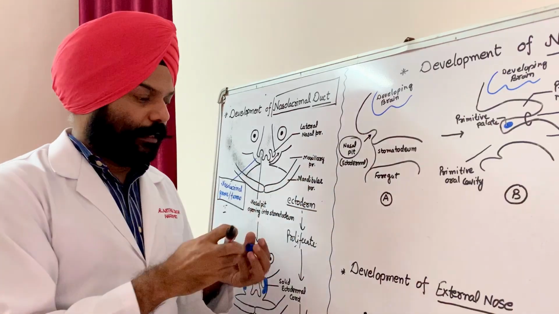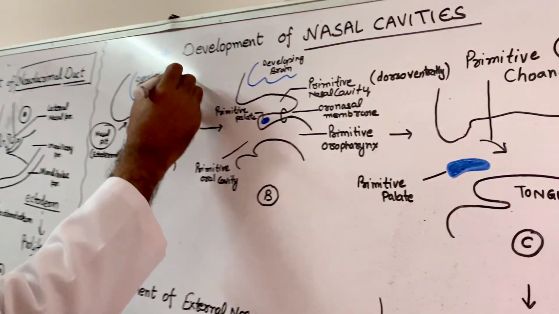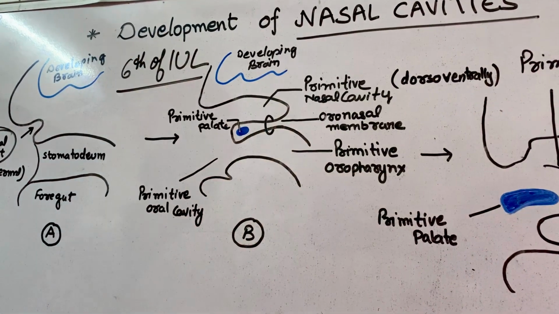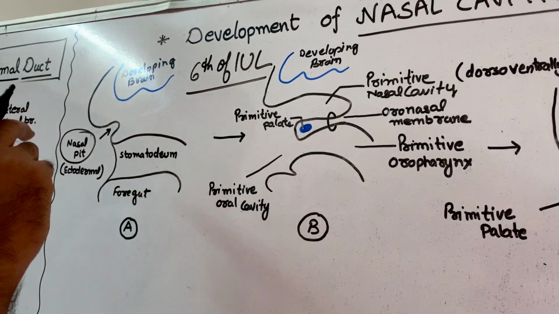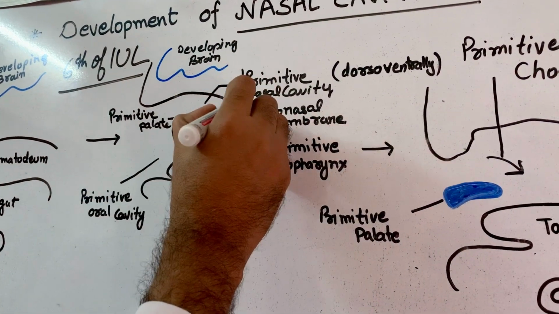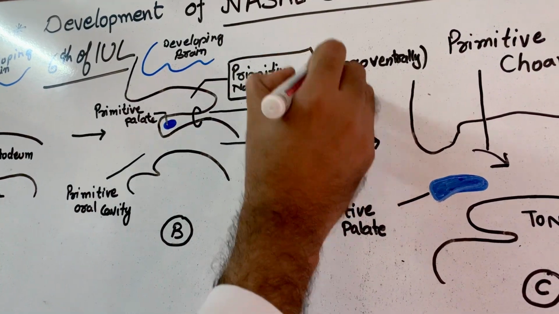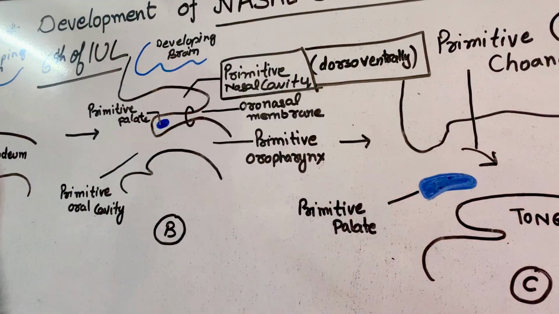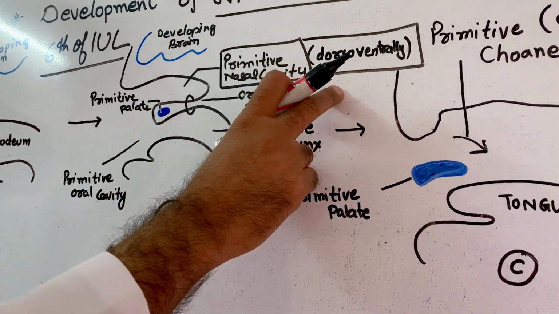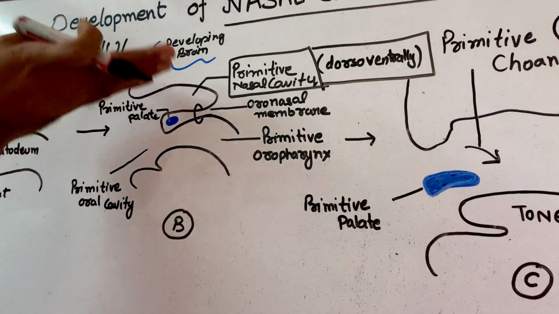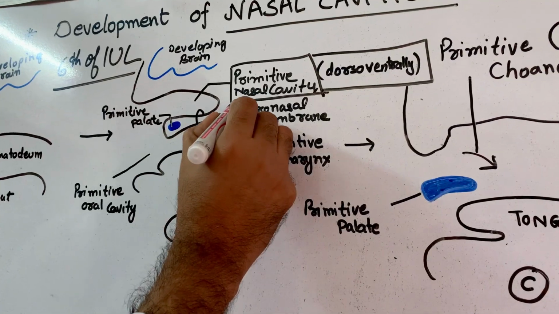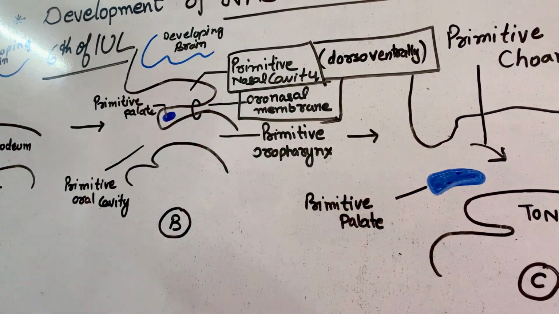The nasal pits, at the beginning of the 6th week of intrauterine life, start ingrooving dorsally and get into the deep part, forming the primitive nasal cavity. I have also written that the direction of the development is dorsoventral. This primitive nasal cavity is separated from the developing brain as well as from the future oropharynx by a thin membrane, that is the oronasal membrane.